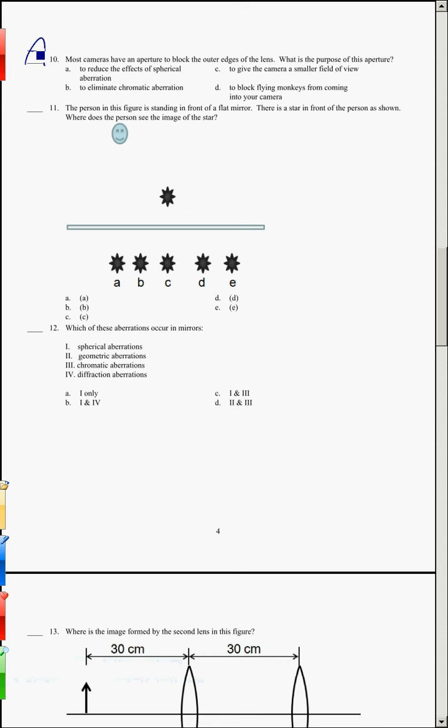The person in this figure is standing in front of a flat mirror. There's a star in front of the person as shown. Where does the person see the image of the star? Alright, the object is here, the image is going to be there. It doesn't matter where you stand, the image is always going to be at the same location.